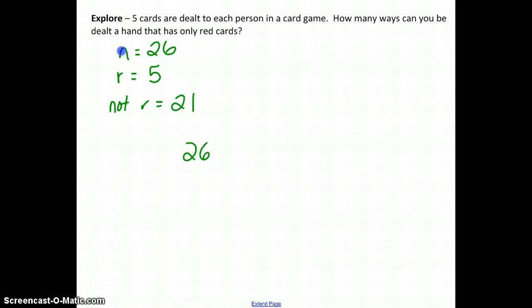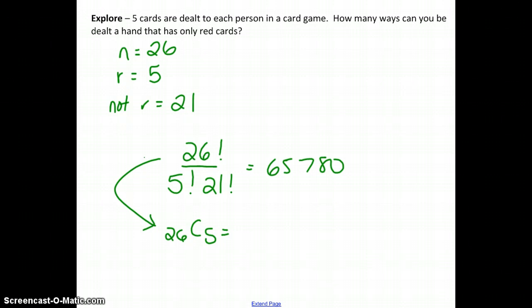So there are 26 factorial total options. We'll divide that by the number we're choosing and the number we're not choosing. So note that these are the same things because we've got 26 total. It's a combination, so the order that our cards are in doesn't matter. We still have the same 5 cards, so we're only choosing 5 of them. So you're going to get 65,780.